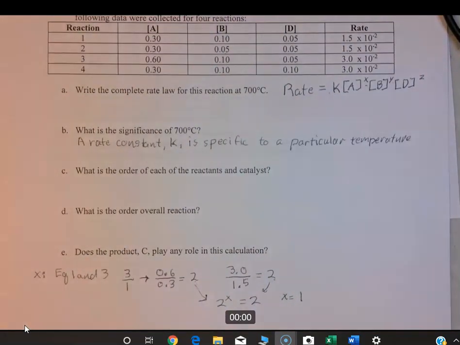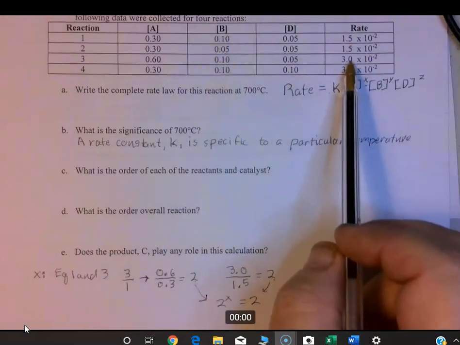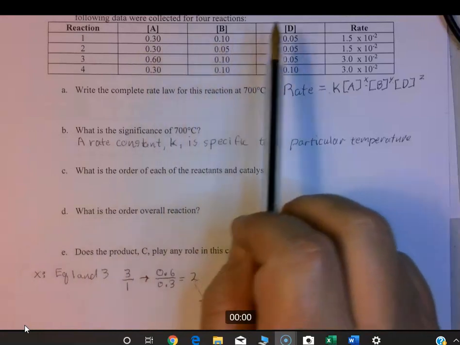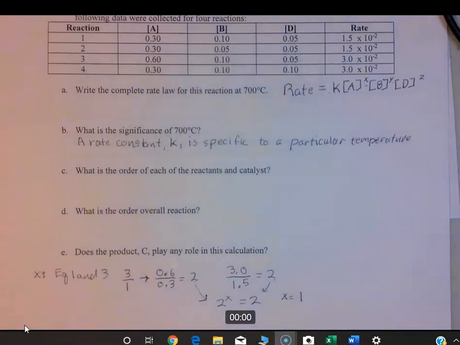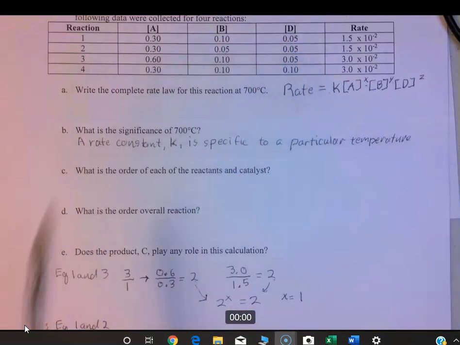Okay, now let's go ahead and do it for reactant B. So what we need to do is see how a change in B is going to affect a change in the rate. That means we need to hold A and D constant. So go ahead and find two reactions where both A and D are held constant. So now we're trying to figure out the value of Y. And I think you can see pretty quickly where A and D are constant are equations 1 and 2. Okay, right here, A is held constant between 1 and 2, and D is held constant between 1 and 2.